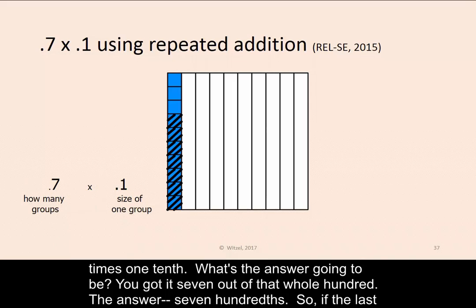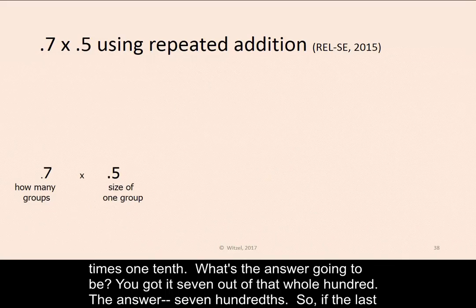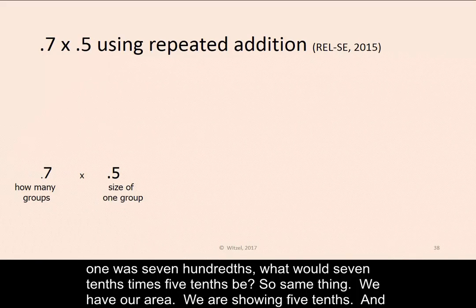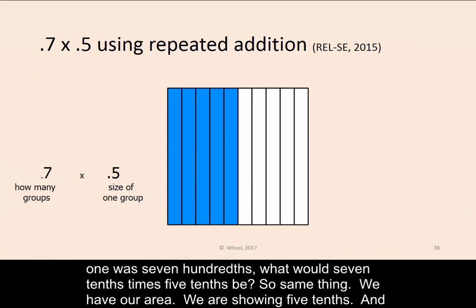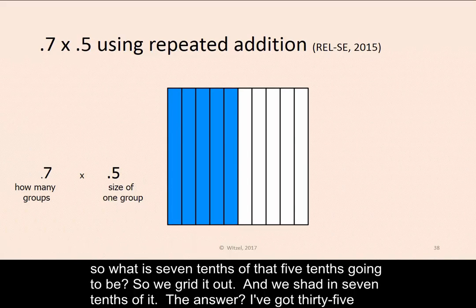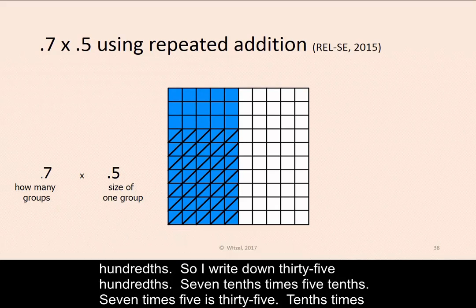So if the last one was 7 hundredths, what would 7 tenths times 5 tenths be? So same thing, we have our area. We're showing 5 tenths. And so what's 7 tenths of that 5 tenths going to be? So we grid it out and we shade in 7 tenths of it. The answer, I've got 35 hundredths. So I write down 35 hundredths. 7 tenths times 5 tenths. 7 times 5 is 35. Tenths times tenths is hundredths.